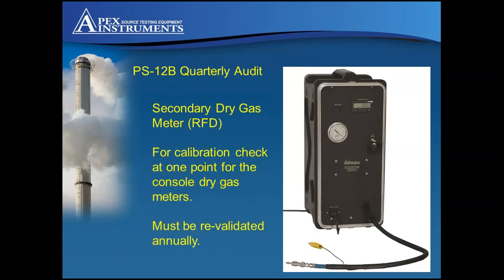An earlier option of our audit kits was a secondary reference meter. This was a 15-point calibrated meter that was used to verify the dry gas meters in the console. Again, this must also be sent back. This can be sent back to Apex for validation annually.